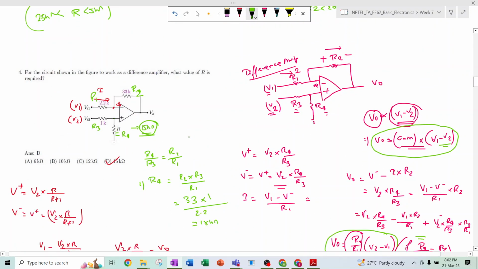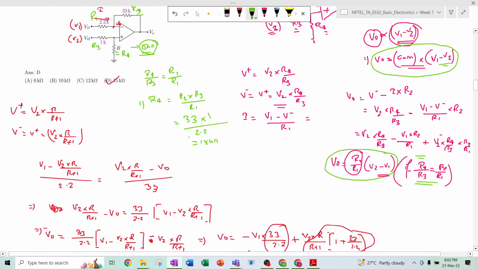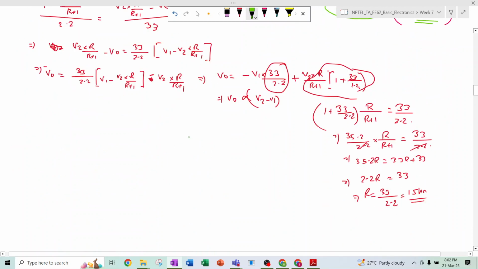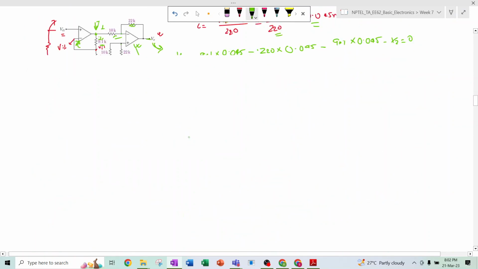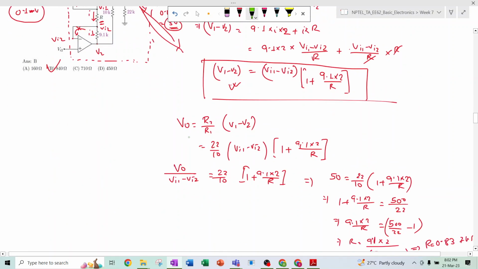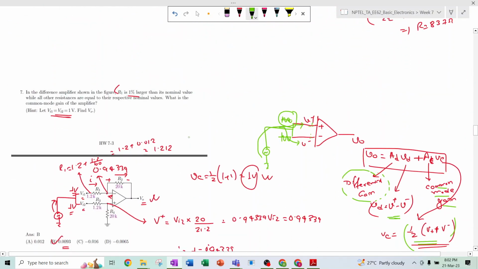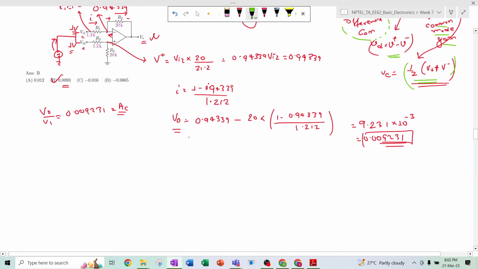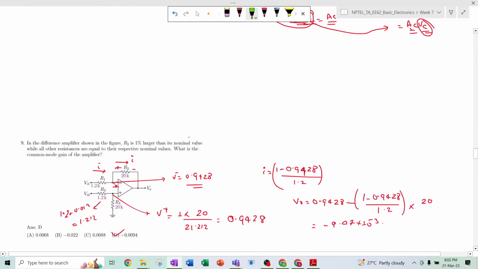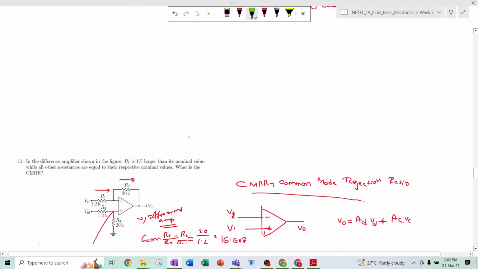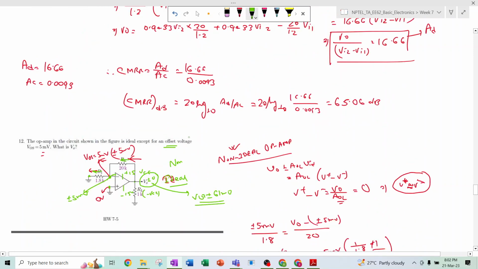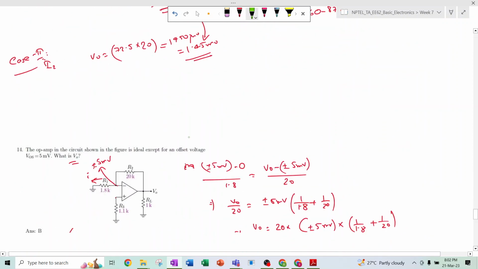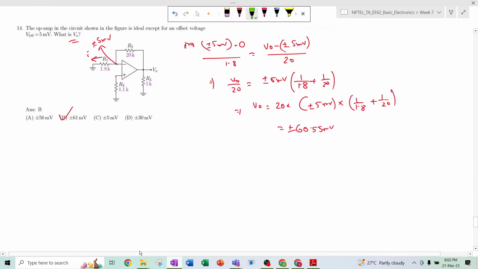And then in the next problems I discussed the difference amplifier, how it works, and what is the effect of some resistance differences. If the value of resistance differs, then how the output will be, and what the common mode gain is, and then the CMRR, that is common mode rejection ratio. And at last I discussed some non-idealities, which are offset voltage, input bias current, and input offset current of the op amp. Okay, so this is all for today's session.